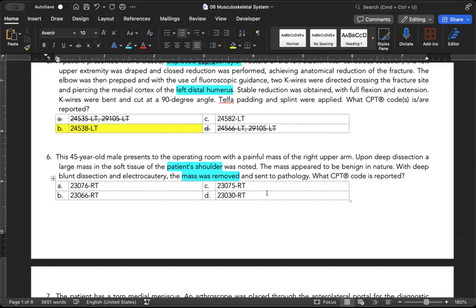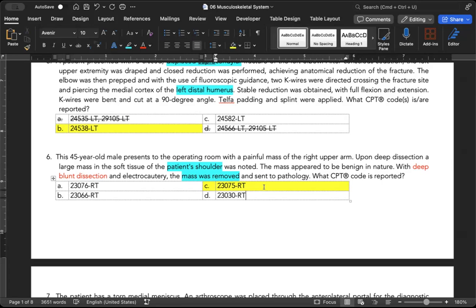So it says deep blunt dissection, but does that tell us how deep they went? Are they telling us if they're still in the subcutaneous area or if they've gone subfascial into the muscle? No. So since they didn't tell us, we have to do subcutaneous. If they do not tell us the level in which they went, then we have to go to the lowest. Because do we have enough documentation to say that we went to a deeper level? If we don't, then we just have to code it to the least invasive.